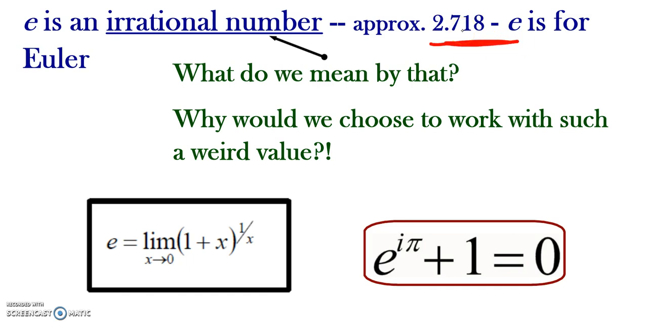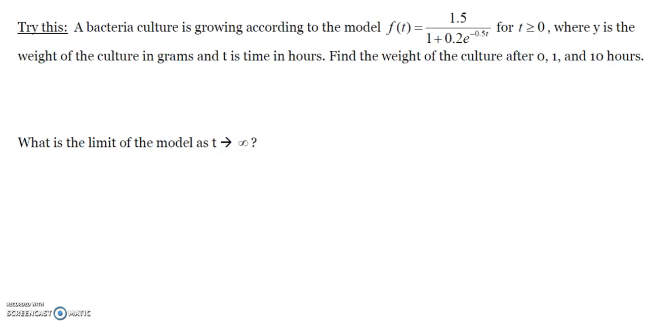Since e is 2.718 etc., if we graphed this function, hopefully you realize this base is greater than 1, so that's going to be an exponential growth model. It'll look something like this. All right. So we also have logistic growth functions, and this is an example of that. So let's try one here.